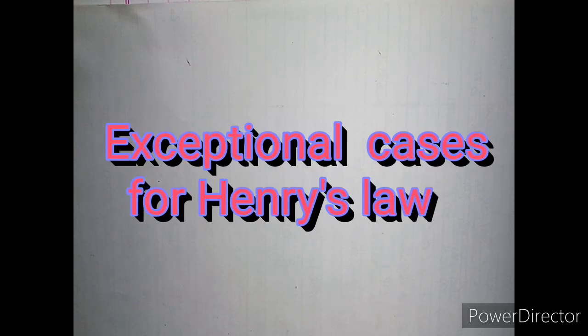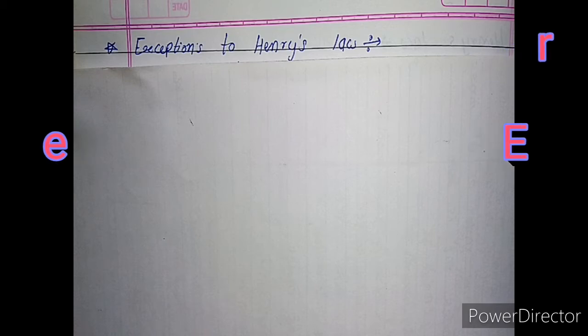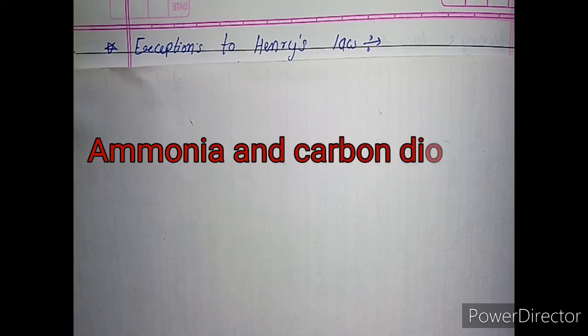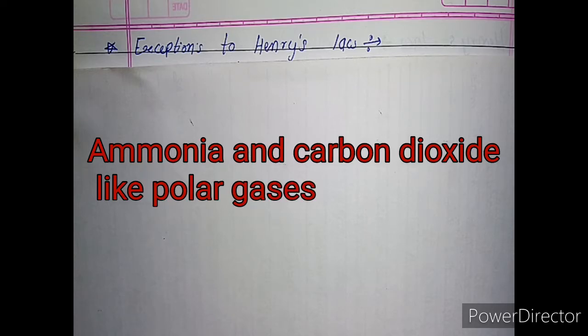Okay, dear students, basically we have seen Henry's law, its mathematical expression and demonstration. Now we would like to discuss some exceptional cases for Henry's law. Which are the exceptional cases? Gases like ammonia and carbon dioxide do not obey Henry's law. So why do ammonia and carbon dioxide gas not obey Henry's law? Because these gases are highly soluble in water.